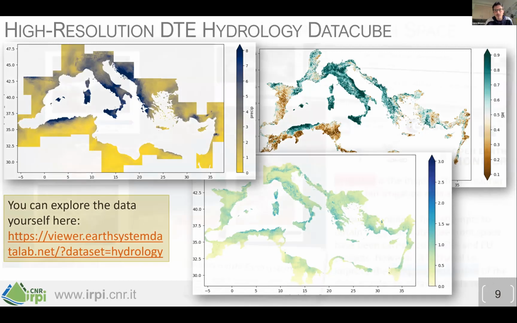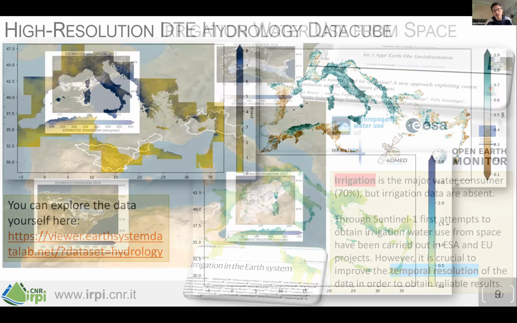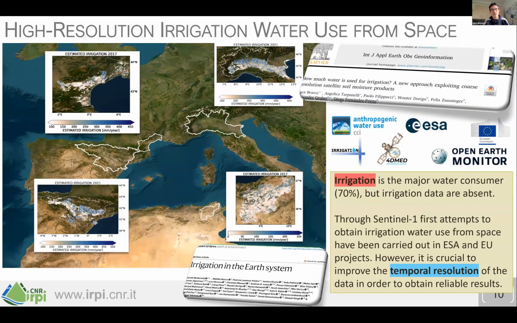Another important aspect that is not really related to flood, but is quite important, is high resolution irrigation water use from space. This is a very new activity in the last 2-3 years, but now there is a lot of interest in many communities, and we have developed the first data sets for basins in the Mediterranean area. But now the target is to develop this irrigation water use data for the whole of Europe and Northern Africa, and then let's see step by step.